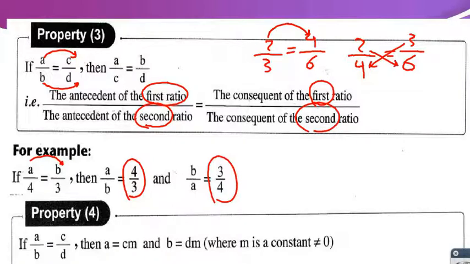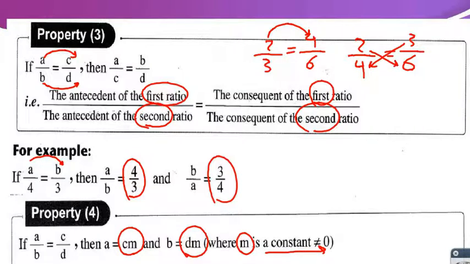Property number 4. If A over B equals C over D, then A equals C? No. A equals CM and B equals DM, where M is constant, not equal 0.